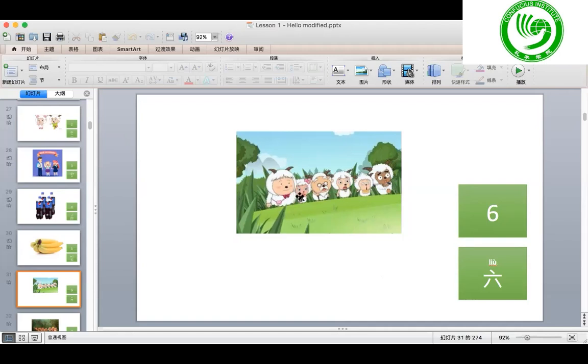1, 2, then 3, 4, 5, and this is 6. 6. 6。很好，很好。Could you please try to count from 1 to 6?